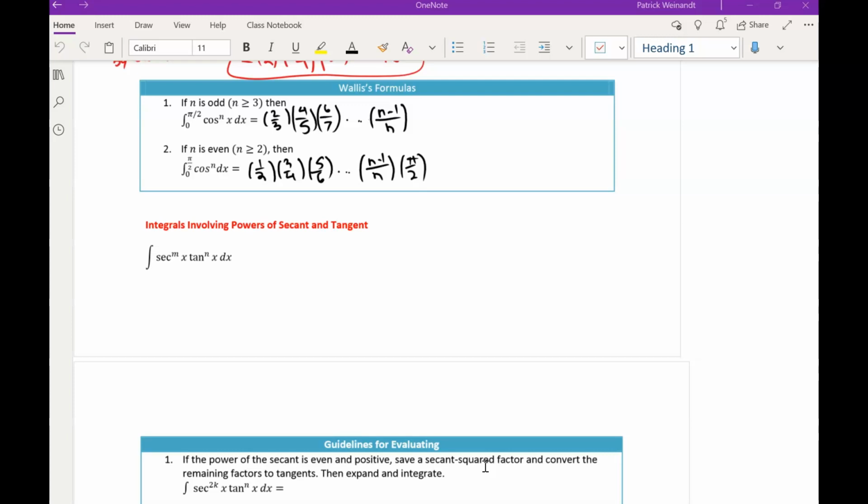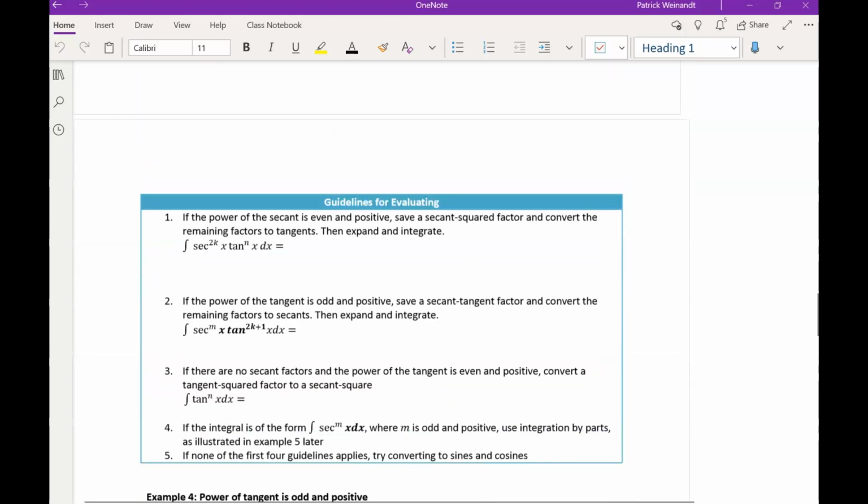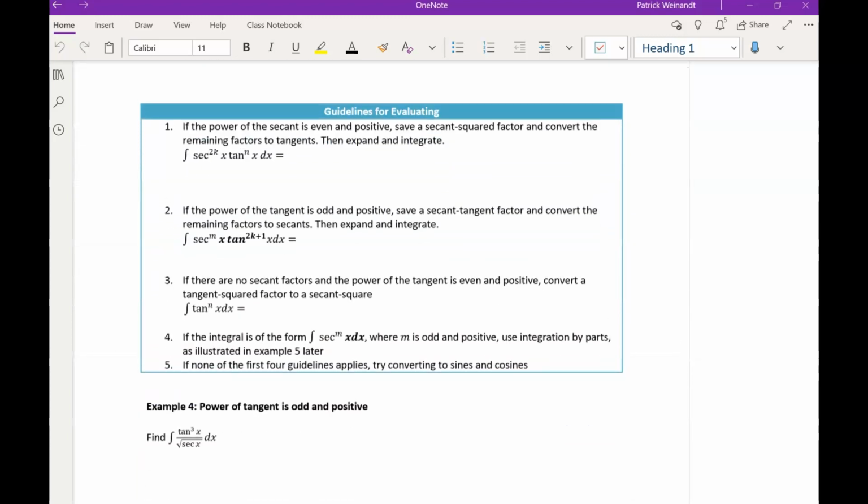So, yesterday we were working with integrals involving powers of sine and cosine. Today we're going to work with integrals involving powers of secant and tangent. We're going to have a new set of guidelines, but our goal is going to be the same. We're essentially going to want to get things in terms of u du, so we can just apply the power rule.